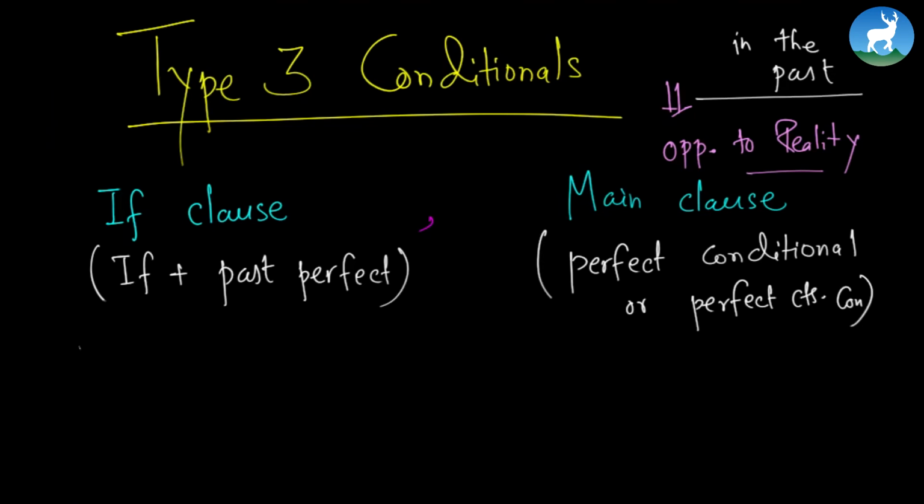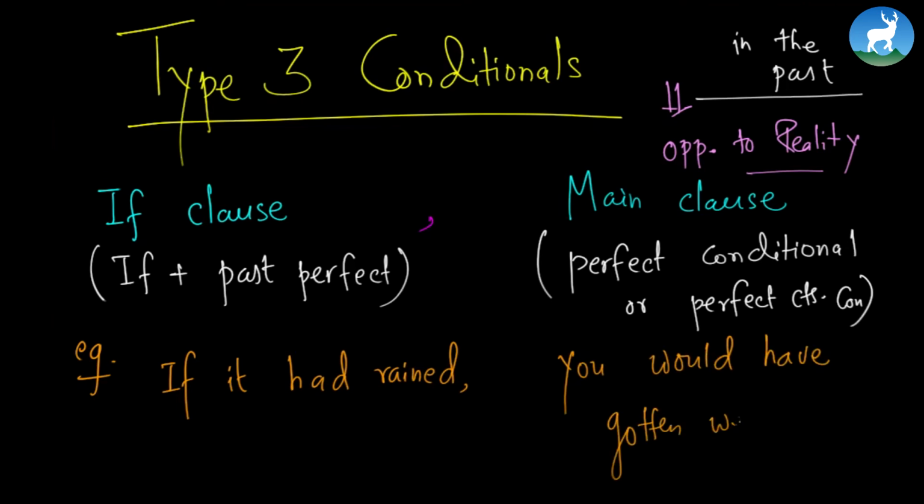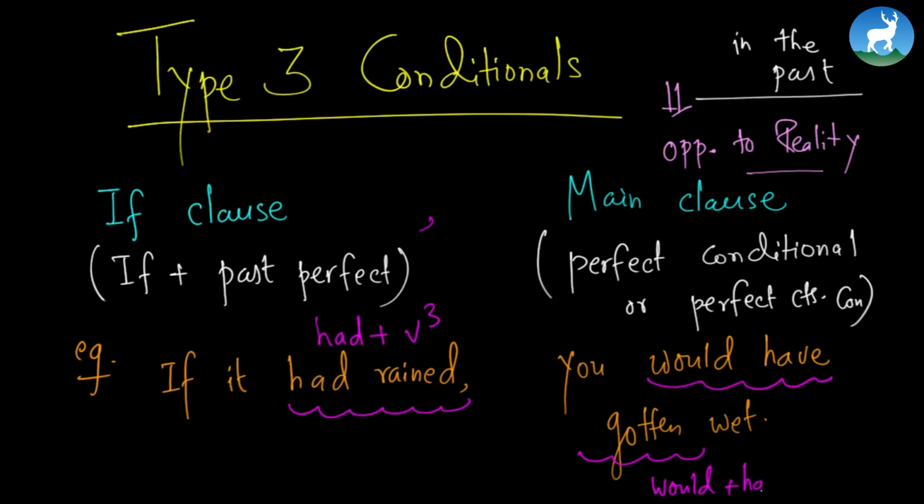So let's write some examples. If it had rained, comma, you would have gotten wet. So we have past perfect here. Had plus V3, followed by would plus have plus V3. So this had plus V3 is called past perfect, whereas would have plus V3 is called perfect conditional. Pretty easy. So let me write some more examples of type 3 sentences.